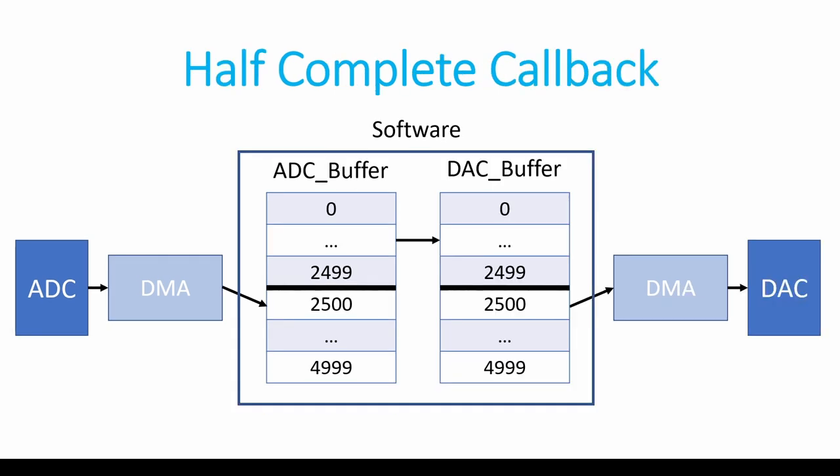When the half-complete callback runs, we know two things about the system. Firstly, the first half of the ADC buffer has just been filled with fresh data. This means that the DMA controller is now sending data to the second half of the ADC buffer.